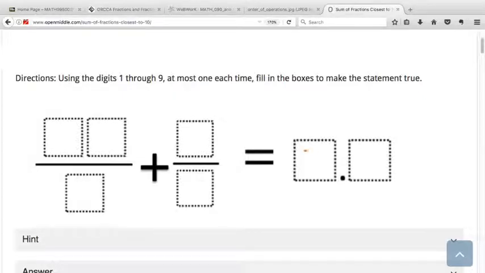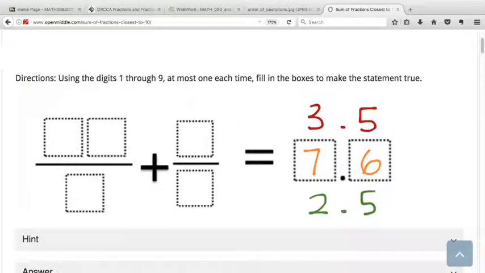Like 7.6. 7.5. Okay, so there's one possibility. What did your group? 7.6. I'm sorry. 7.6. What did your group have on the right-hand side? 3.5. And what did you have for your right-hand side? 2.5. So that's interesting. We already have 3 possible solutions to this problem.